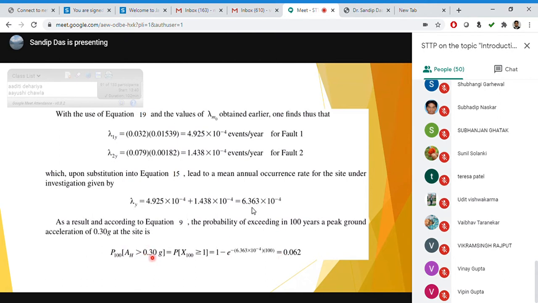Similarly, if you have a very high value of g, let's say there is a threshold, 0.7, you find the probability is 0. That means anything greater than 0.7 will be 0. Actually you will not get exactly no chance because it is exponential, but the chance is maybe less than 10 to the power minus 4 that this will be exceeded. That means that value is really unrealistically high. So you will never experience this in that particular region for a period of 100 years. So you can also get a hazard curve that way.